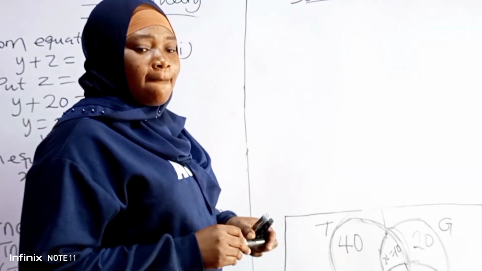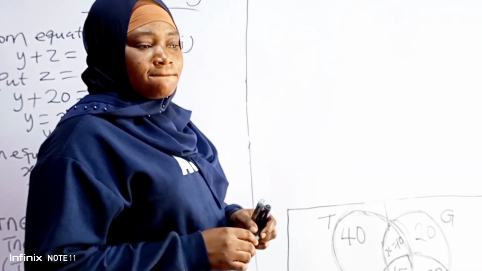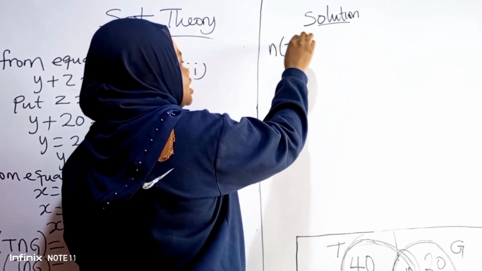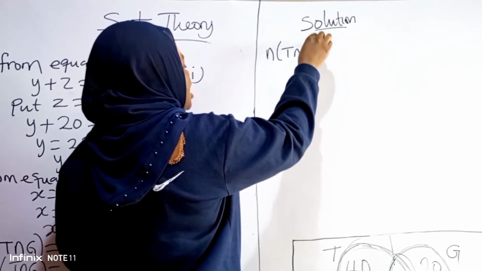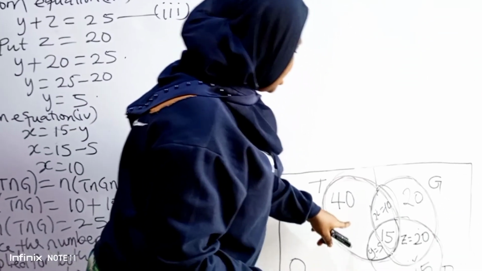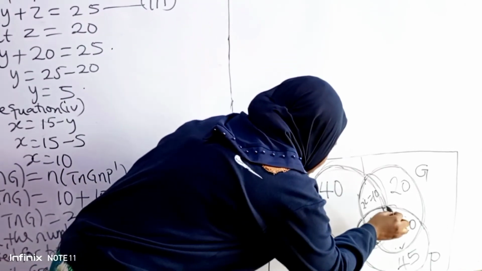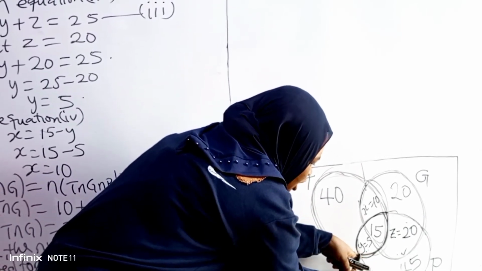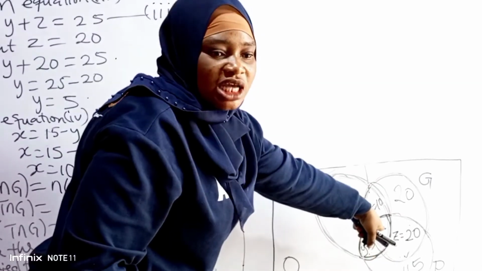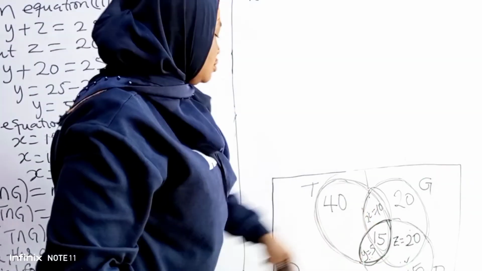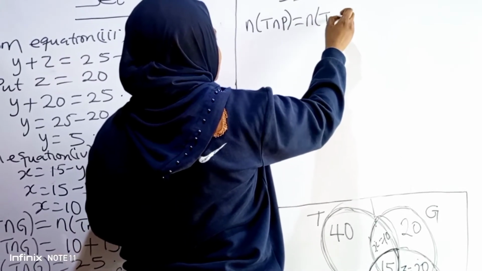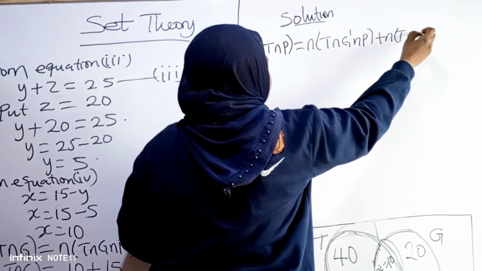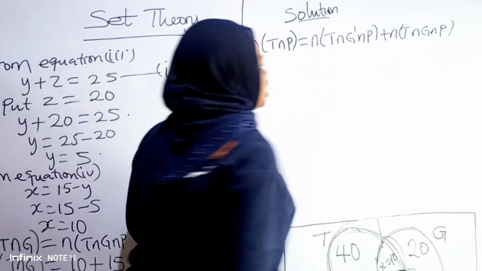Now, question 2. The number that apply to daily times and daily punch. So how do we write it mathematically? Cardinality of T intersect P. And it consists of T and P only and not G, plus the cardinality of the intersection of the 3. So we have T and P but not G, plus cardinality of T, G, and P. Are we together? Yes, ma'am.